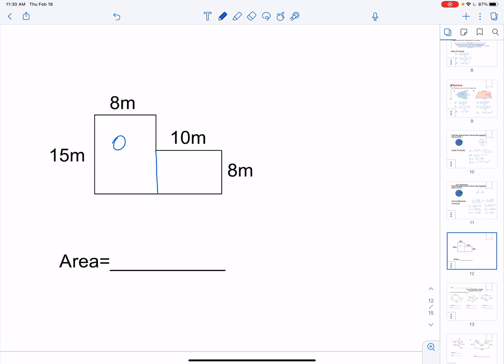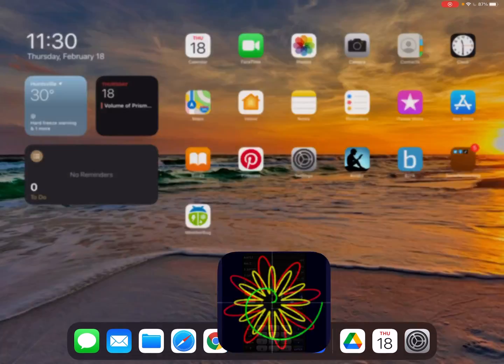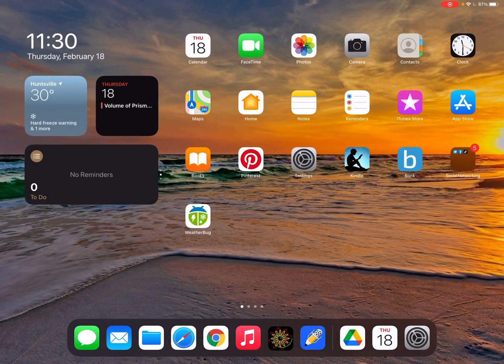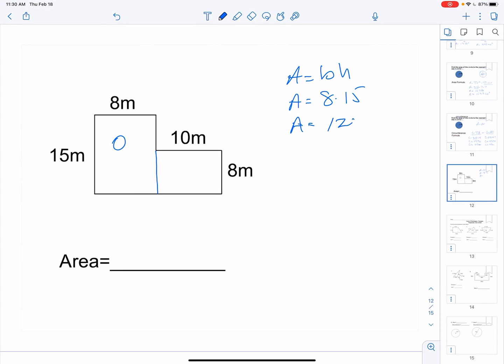Okay, and I know that this one is A equals base times height. Area is equal to, well, our base is 8, our height is 15, and we multiply those together. So I get my calculator out, 8 times 15, I get 120, in this case, meters squared. And then I do the same thing with the other one. Area is equal to base times height. Area is equal to 10 times 8. So in this case, area is equal to 80 meters squared.